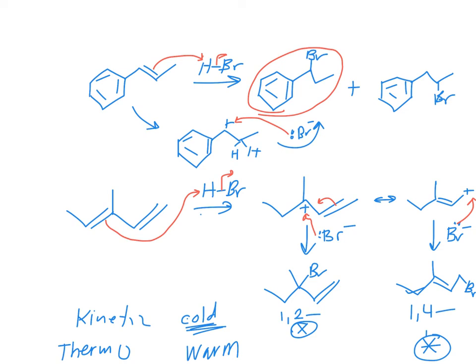The 1,2 and 1,4 will always come from the same, the most stable allylic carbocation. Right? We don't protonate at one position to do the 1,2 and protonate at a different position to get the 1,4. Okay, we generate one most stable carbocation, and from that allylic carbocation we can generate the 1,2 and the 1,4 products. Okay?